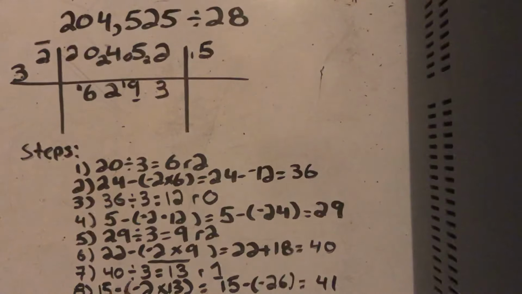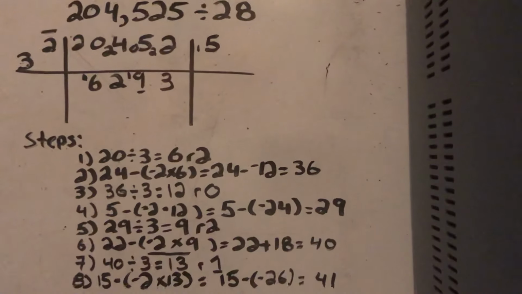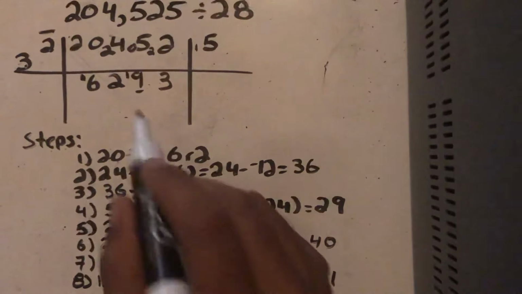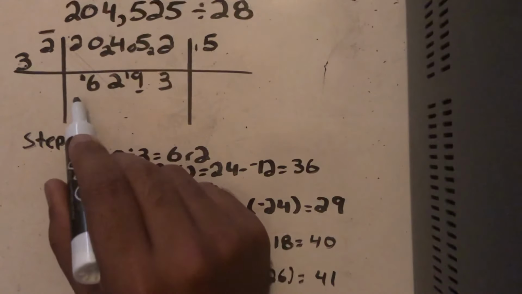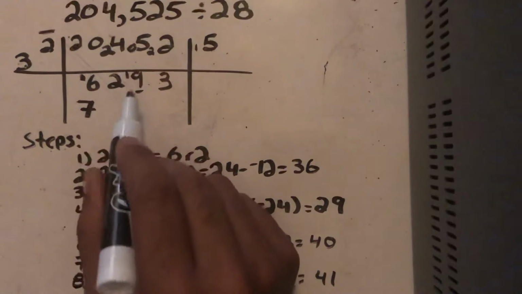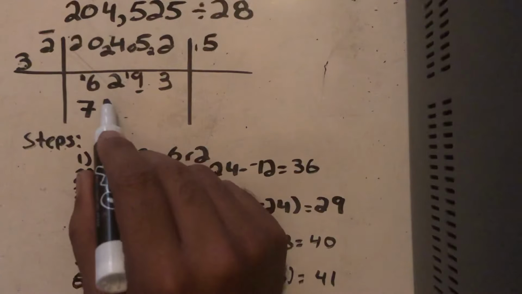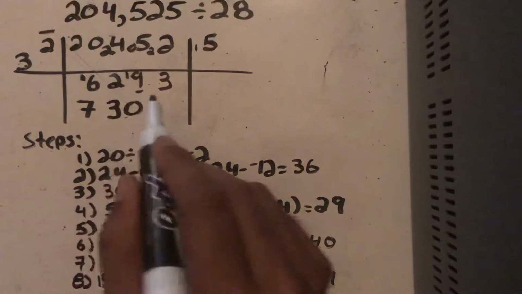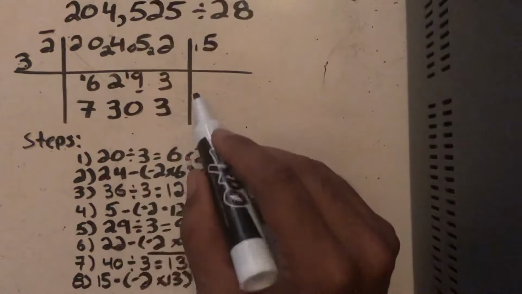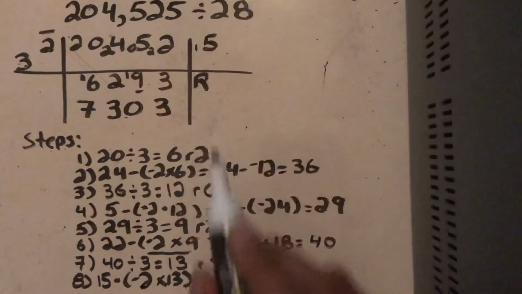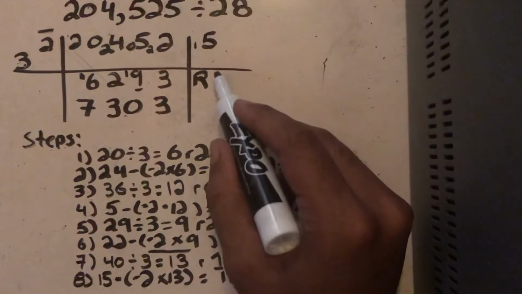So let's clean this up a little bit, okay? This is my quotient. So my quotient is, this becomes a 7. 29 plus 1 is 30. Then I have 3. Then I have a remainder. It tells me my remainder is 41.